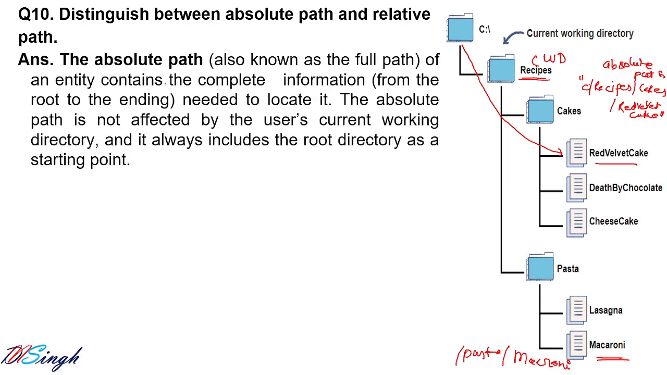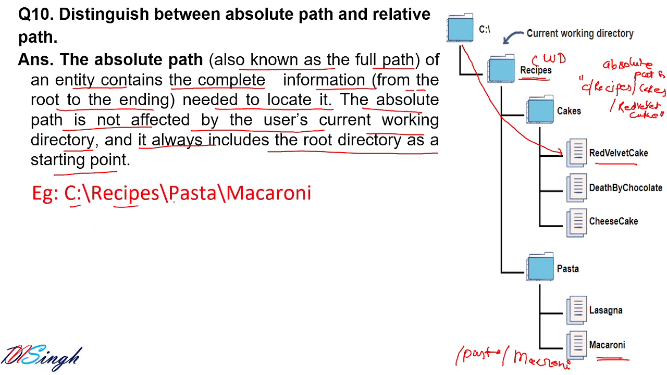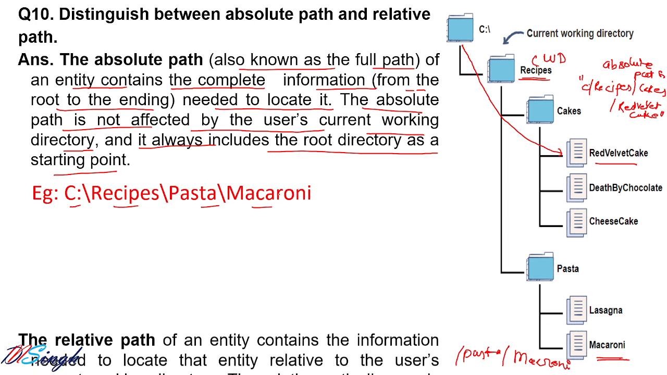Let us see the absolute path, also known as the full path of the entity, containing the complete information from the root to the end needed to locate it. The absolute path is not affected by the user's current working directory, and it always includes the root directory as the starting point. So no matter in which directory or folder you are, remember folders and directories are the same. In normal language we call them folders, but actually they are directories. Let us see the example: C:/recipes/pasta/macaroni. So this is the absolute path.